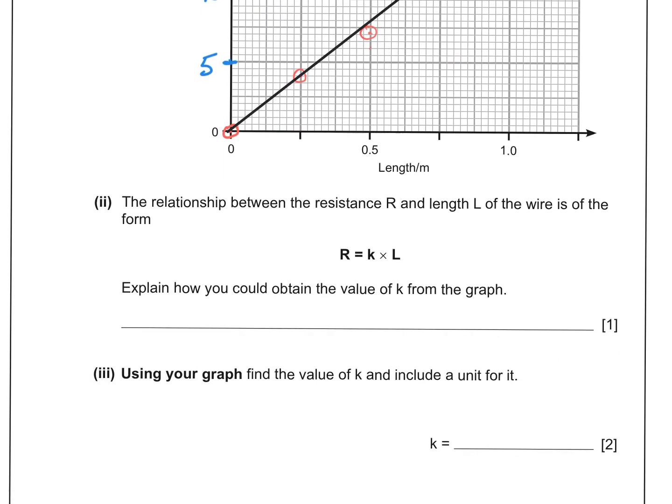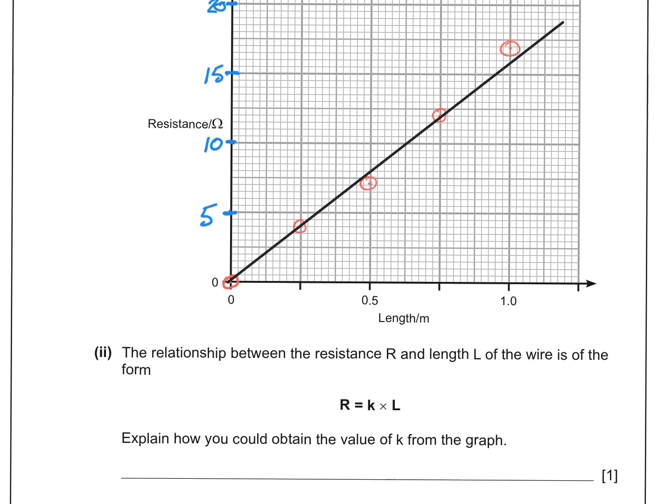Part 2. The relationship between the resistance R and the length L of the wire is of the form R equals K times L. Explain how you could obtain a value of K from the graph. This is in the form y equals mx. If you recognize the equation of a straight line, if we're plotting R up the side and L along the bottom, then K is going to be the gradient of this line.